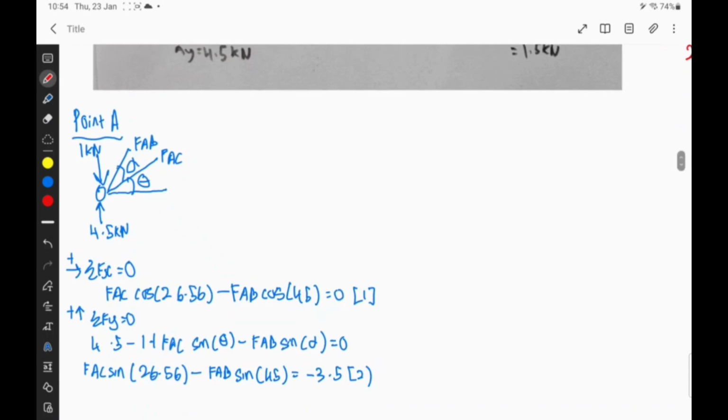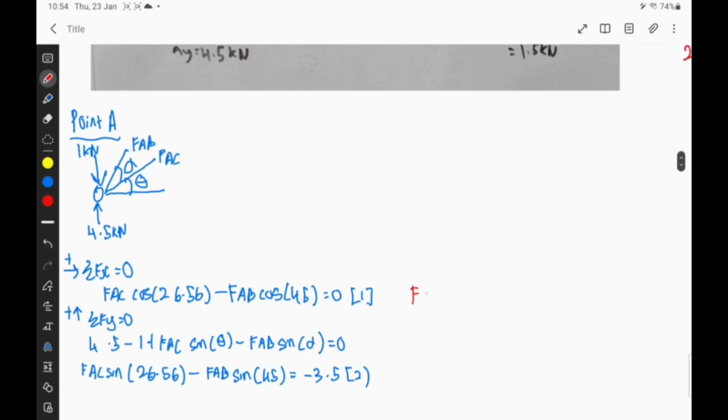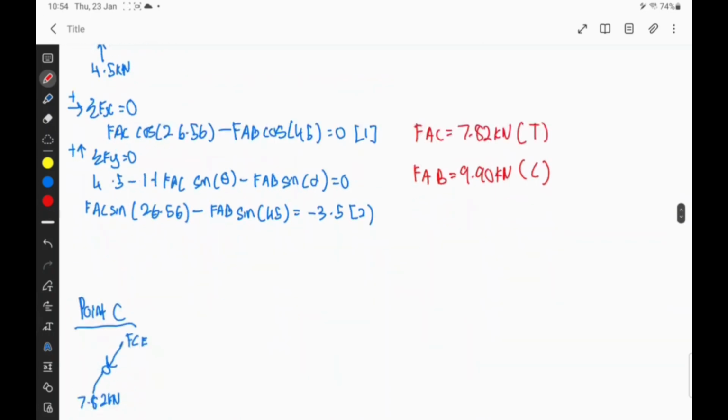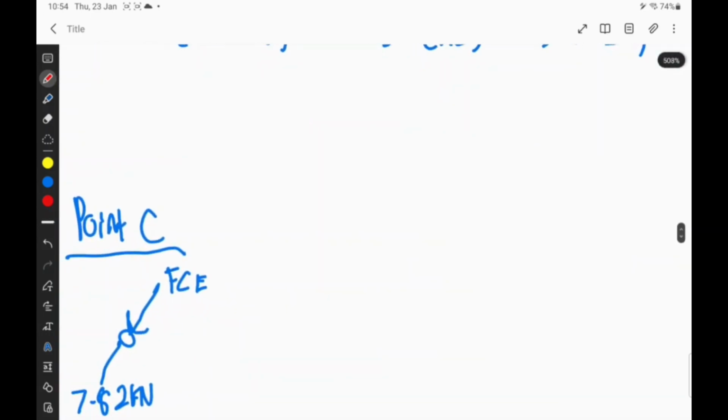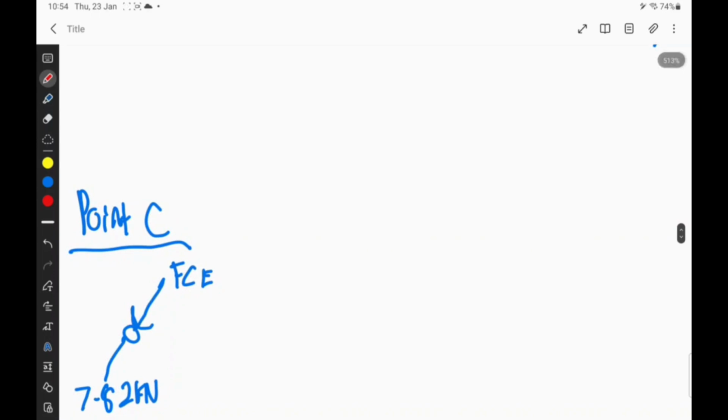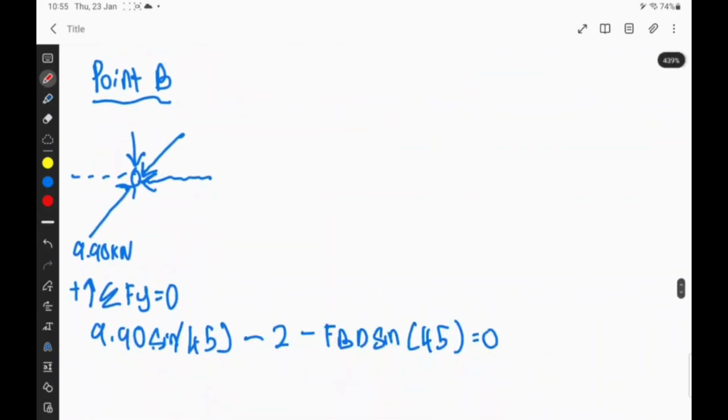From point A, we got FAC equal to 7.82 kilonewton and FAB 9.90 kilonewton. This is tension and compression. Next, we go to point C. Point C is the same as AC, so FCE is 7.82 kilonewton. Tension. Next, we go to point B.